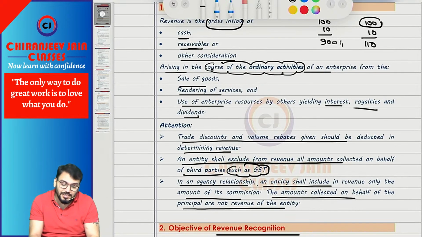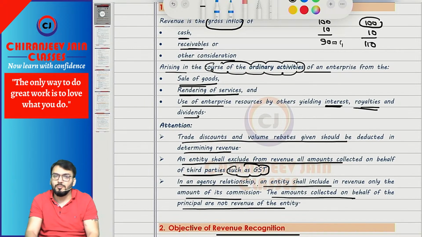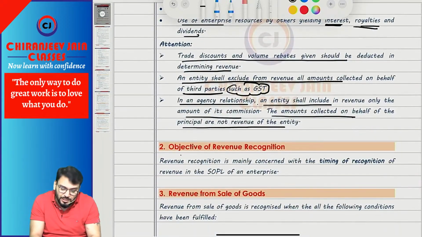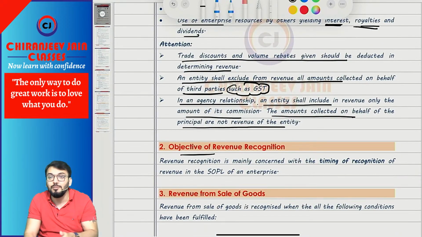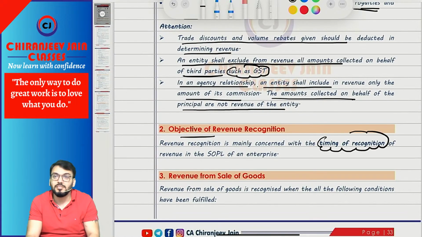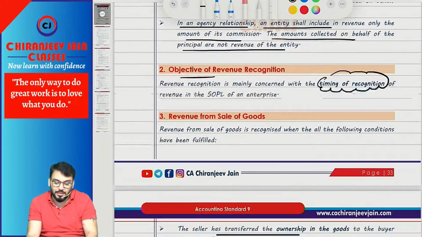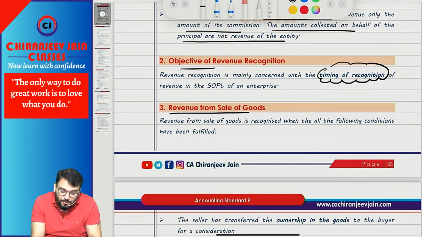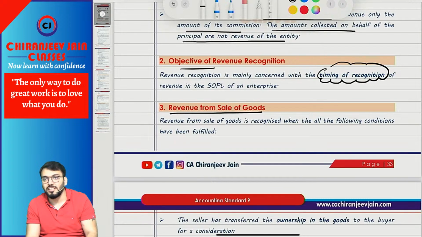Understood? Now we need to understand what the conditions are for recognition of revenue from sale of goods, and what the conditions are for recognition of revenue from rendering of services and from interest, royalty and dividend income. What is the objective of this chapter? The objective of this chapter is to identify the timing of revenue recognition, meaning when to recognize the revenue. So the objective is timing of recognition, correct. Now let us first come to revenue from sale of goods.